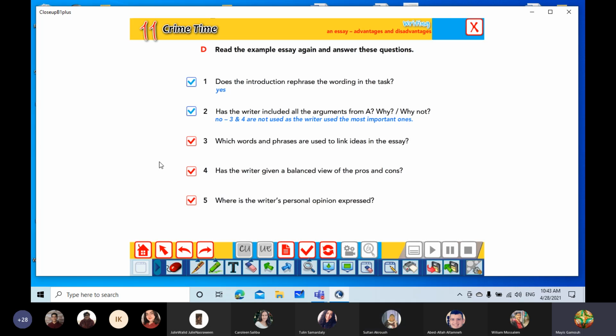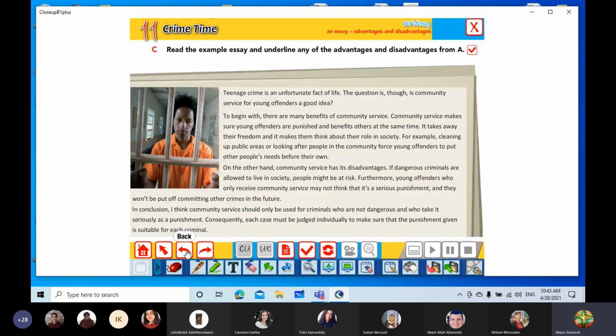Which words and phrases are used to link ideas in the essay? Let's go to the essay one more time. What are the linking words, the connecting words, such as here we have though, okay? What are other words here? They were put in order to connect the ideas. Teacher, maybe to begin with. Thank you. This is another one. Who else? On the other hand. On the other hand. Excellent. What else? In conclusion. Furthermore.